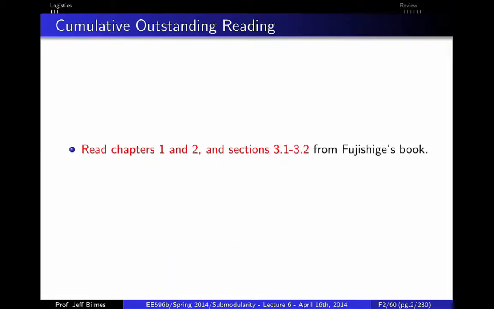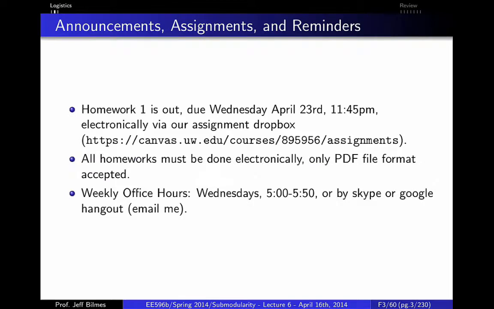Today we will be doing a couple of new things and also reviewing a couple of old things, as usual. I've assigned a new bit of reading today, so you should be reading both sections or chapters 1 and 2 from Fujishige's book, and also sections 3.1 through 3.2. It's a little bit more reading to do.